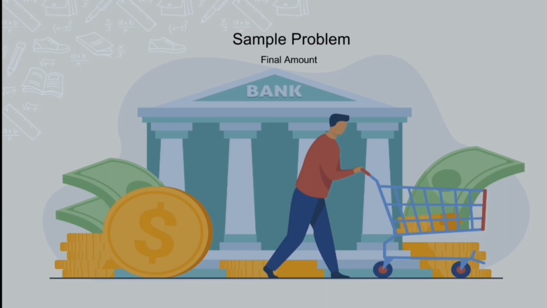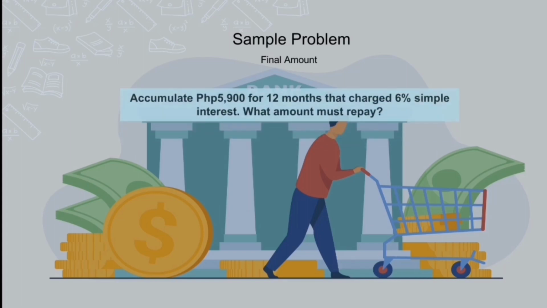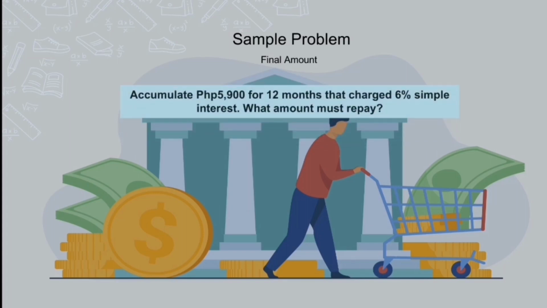So here is our sample problem, and let us apply the steps that we discussed earlier. First in our steps is to read and analyze the problem. The problem is: accumulate 5,900 pesos for 12 months at 6% simple interest. What amount must you pay? So from the word accumulate, the final amount is what is being asked in the problem.